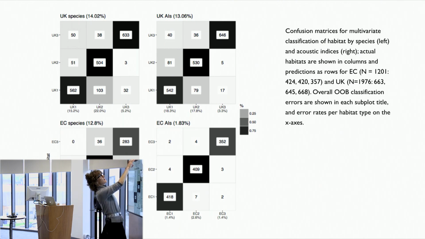So very roughly, the blacker the diagonal, the better, right? And the whiter the off diagonal, the better. So if we compare species, which is our ground truth, to the acoustic indices, this is in the UK, this is in Ecuador. Particularly in Ecuador, with the acoustic indices, these numbers are lower. So it means that the acoustic indices actually predicted the habitat type better than the ground truth, than the species themselves.